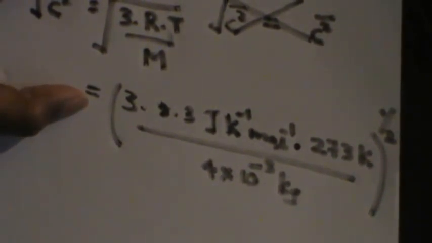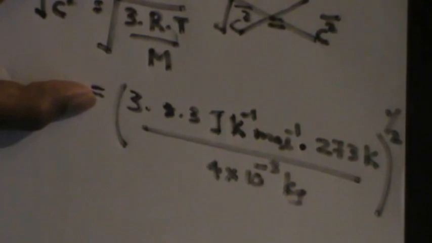It will be 3 times R, which is 8.3. Remember to substitute the units: joules per kelvin per mole, times the temperature, 273 kelvins, divided by the molar mass, 4 into 10 to the power minus 3 kilograms, and the root of that, meaning everything to the power half. This is a long expression, so we have to solve it, and its solution is the answer that we need.